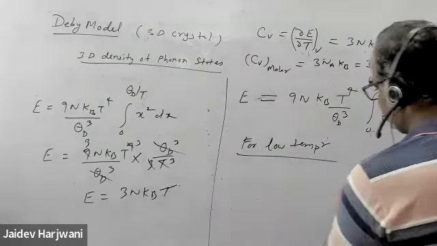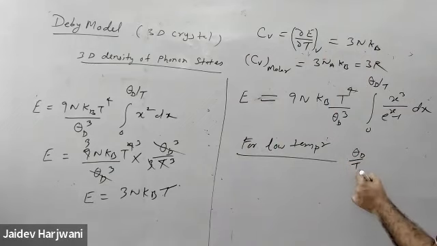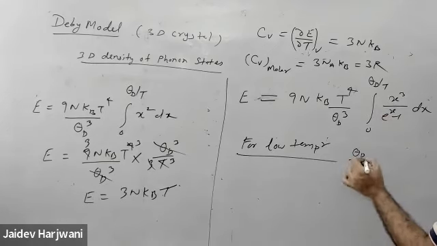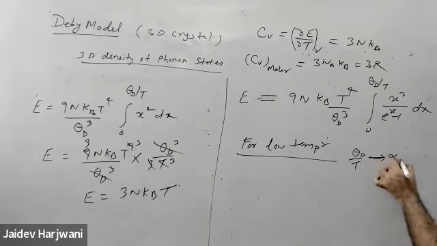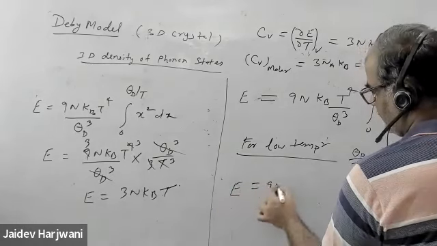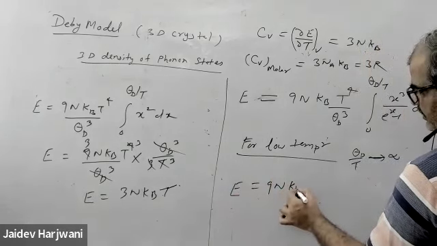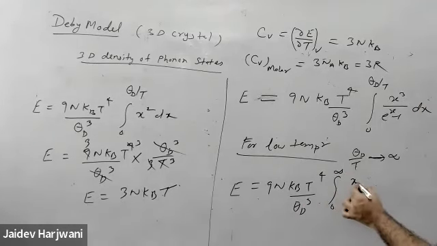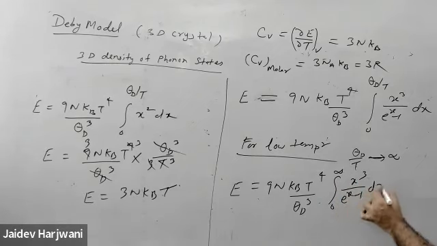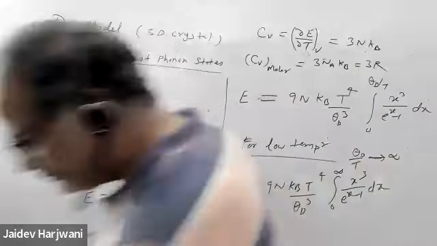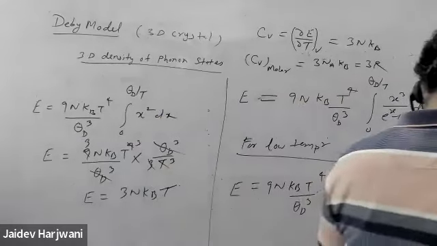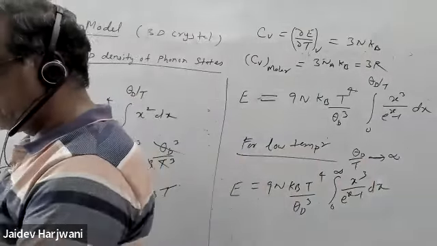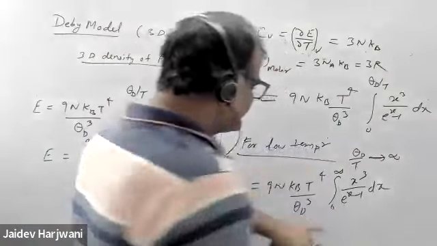So now for the low temperature limit, T is low, so theta d over T becomes greater than 1. So I can put this limit, as T tends to 0, this tends to infinite. So I'll get E equals 9 n kB T^4 upon theta d cube, times the integral from 0 to infinity of x cube upon e^x minus 1 dx. What is the value of this integration? If you know this value, then it is solved.